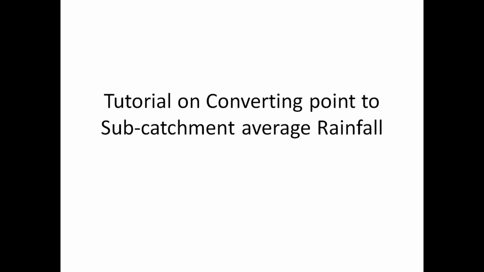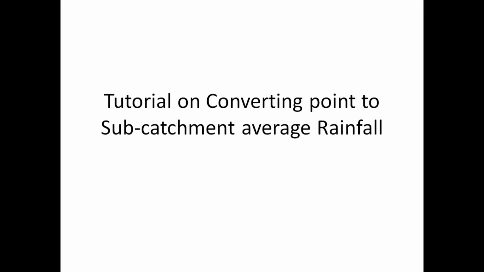Welcome to the session on converting point rainfall into subcatchment average rainfall. Generally, when you want to put rainfall input into any hydrological model, we need to calculate average subcatchment rainfalls so that we can give them as an input into each and every subcatchment. So, we need to calculate our subcatchment average rainfall using point rainfall.